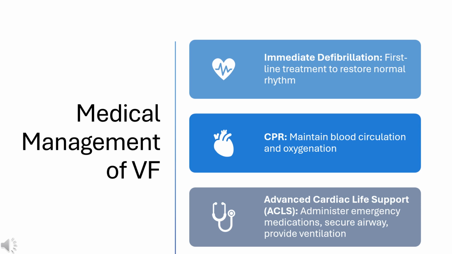Then you'll also be using amiodarone or lidocaine. These antiarrhythmic medications may be given if VFib persists after the first shock. Generally, an amiodarone dose will be 300 milligrams IV push for the first dose, followed by 150 milligrams if needed. The lidocaine dose is 1 to 1.5 milligrams per kilogram IV.